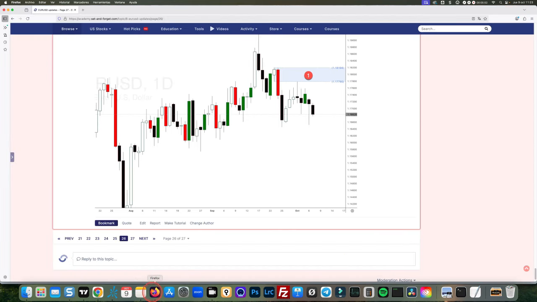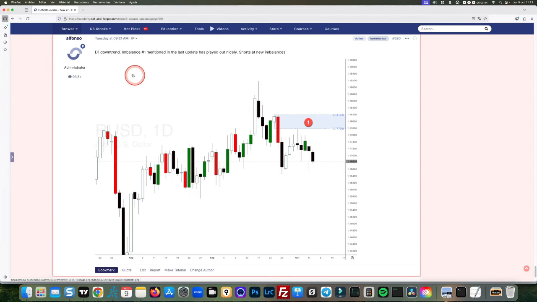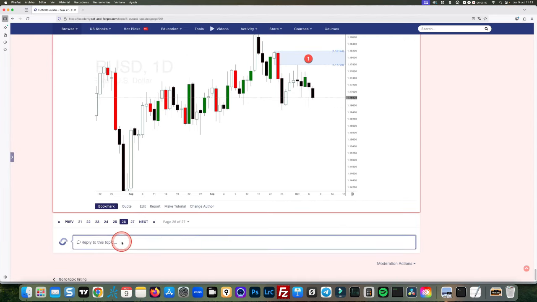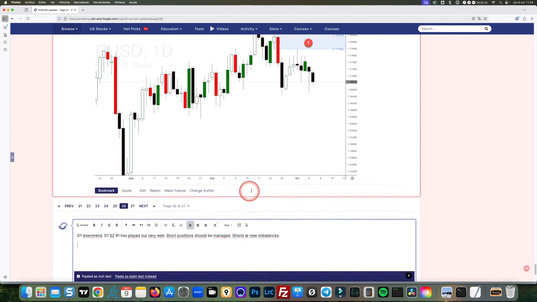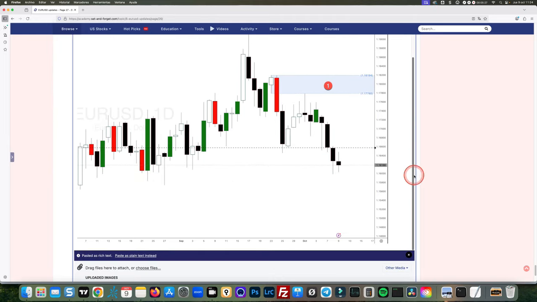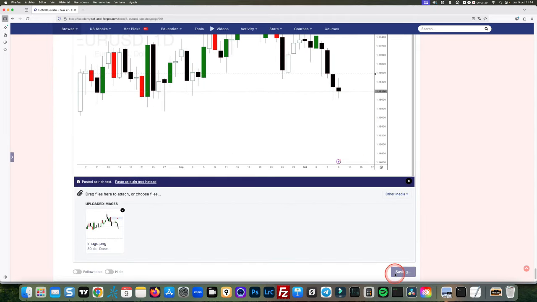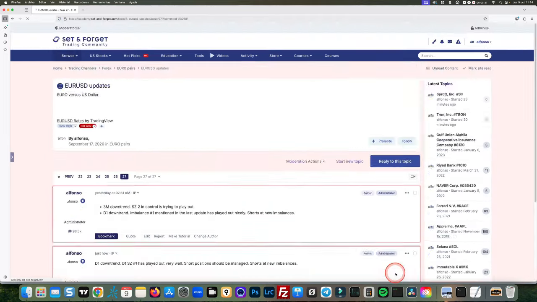I'm going to go to the website. This is the latest update on Tuesday. I'm going to say daily downtrend, daily supply has played out very well. Short positions should be managed. Shorts are new imbalances. We'll paste the screenshot, and there you go. Submit, and this is an update.